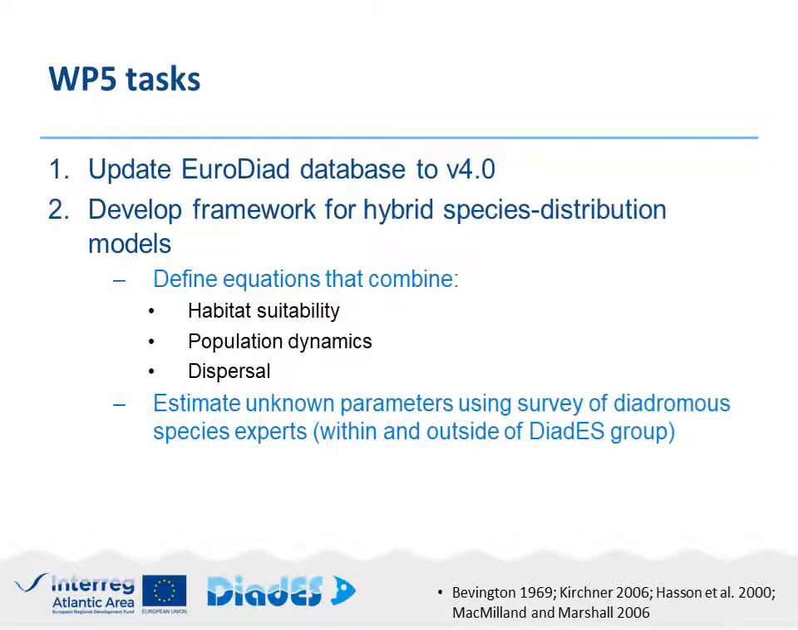The next task for Work Package 5 was to develop a framework for hybrid species distribution models. This involved defining equations that combined habitat suitability, population dynamics, and dispersal, and involved estimating unknown parameters using a survey of diadromous species experts who were both within and outside of the DiadES group. For the next few slides, I'll be focusing in on how we defined dispersal, because this is the novel component of this framework.